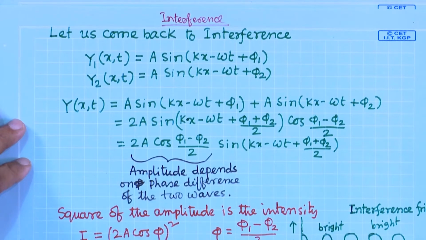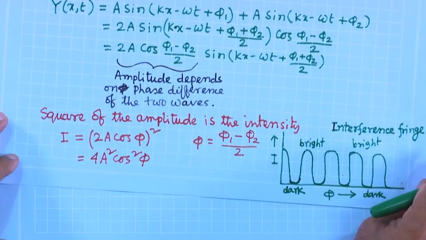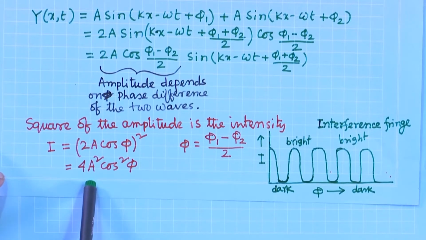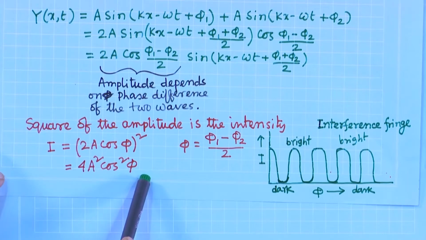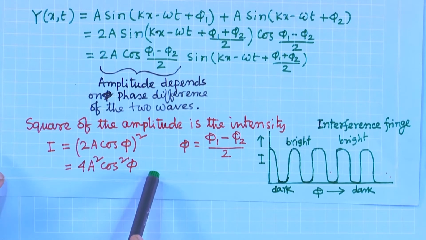The square of this amplitude is basically the intensity of light. So, intensity of light depends on cos square phi, where phi is the phase difference between the two waves at the point where they are interfering, where they are meeting each other. And this phi has to be constant for all time at that meeting point.